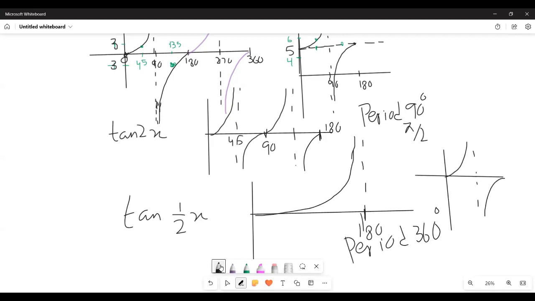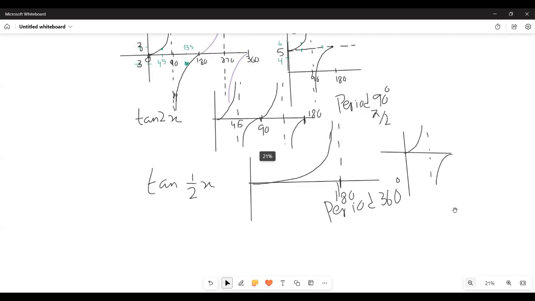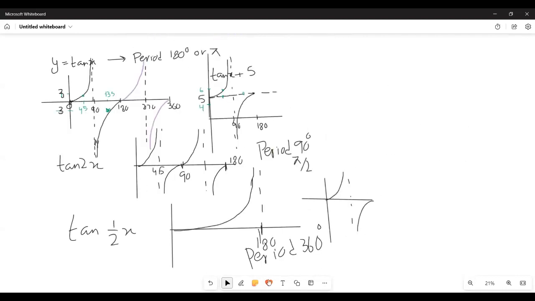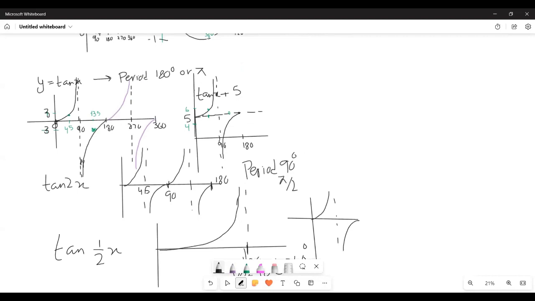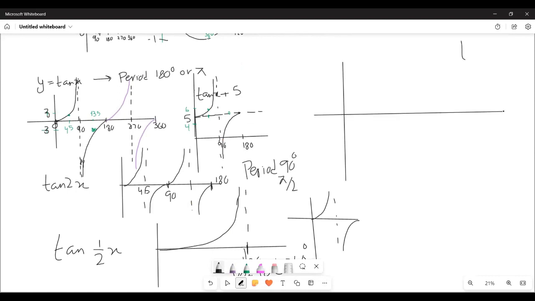The tan square graph is not in the syllabus, thank God. I'm going to leave you guys with two questions. If negative tan comes, yes, thank you for reminding. Negative tan is definitely in the syllabus. So what happens with negative tan? Let me just draw tan again. Tan x is like this. This is one cycle, and there's an asymptote here at 90.